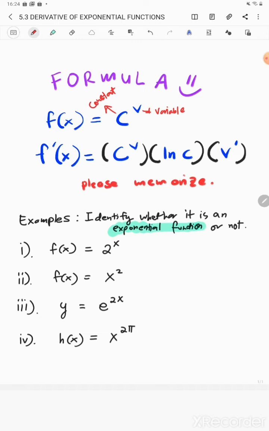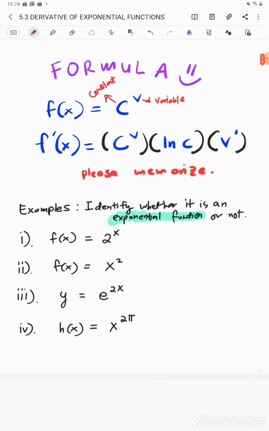When we use the formula for the exponential function, f prime x equal to c power of v, meaning that you have to just copy all terms for the function, c power of v, and then ln c. Here you have to take c and put it here, ln c, and v prime. You have to differentiate the variable. This you have to memorize because in the final exam the formula is not provided.